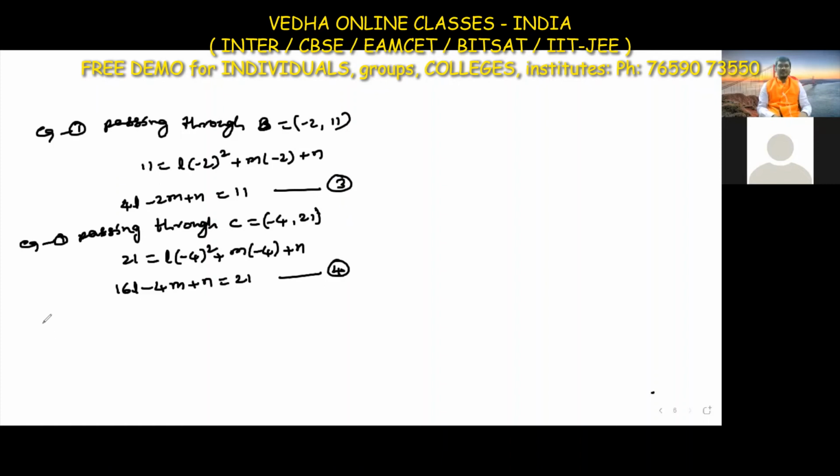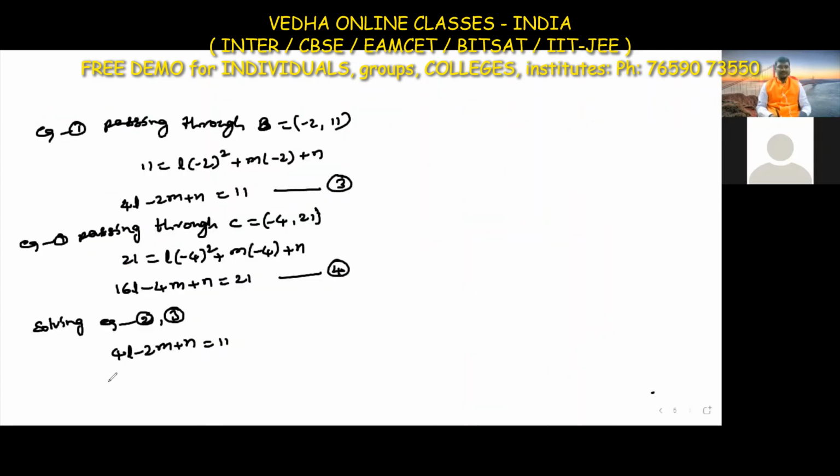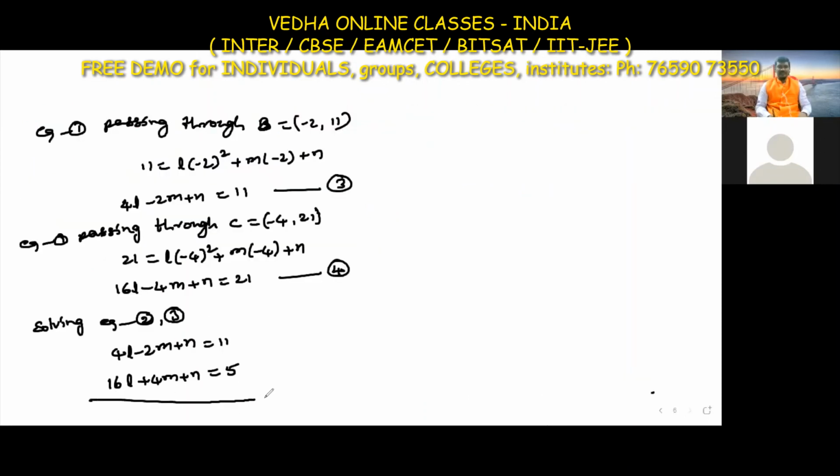Okay, so first I am solving equations 2 and 3. What is equation 3, ma? That is 4l minus 2m plus n is equal to 11. And equation 2 is 16l plus 4m plus n is equal to 5. Okay, so now we are solving these two equations.